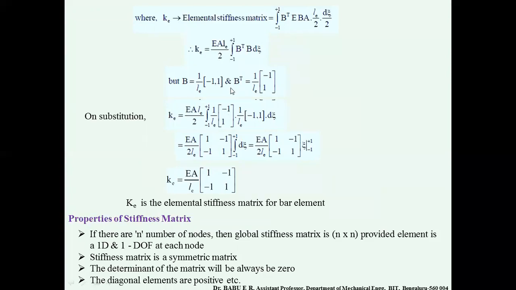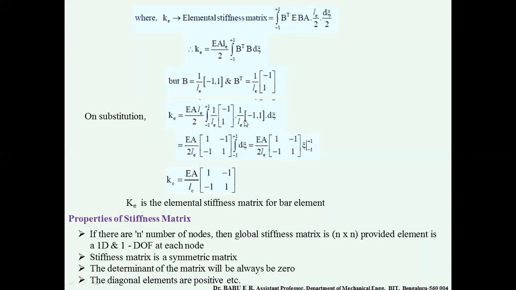Again, we know that the strain displacement matrix B is 1 by Le times [minus 1, 1] and B transpose is 1 by Le times [minus 1, 1] as a column. So substituting this into this equation, Ke equals EA into Le by 2 integral from minus 1 to plus 1 of 1 by Le [minus 1, 1] into 1 by Le [minus 1, 1] into d zeta. So EA by Le, so 2 by Le, I will remove this Le towards outside, so it becomes [minus 1, 1] into [minus 1, 1].